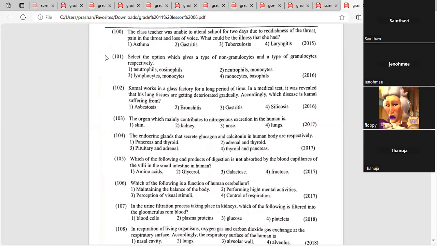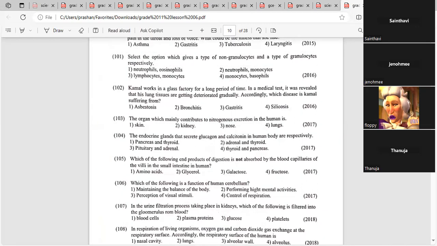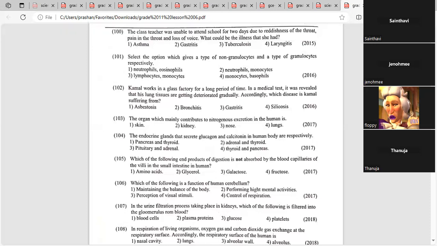That is time management. Here on this screen, there are 8 MCQ questions, starting from 101. I will give you time and you have to write answers for these MCQ questions. If you finish, you can raise your hand. Answer these questions, then we can discuss answers.